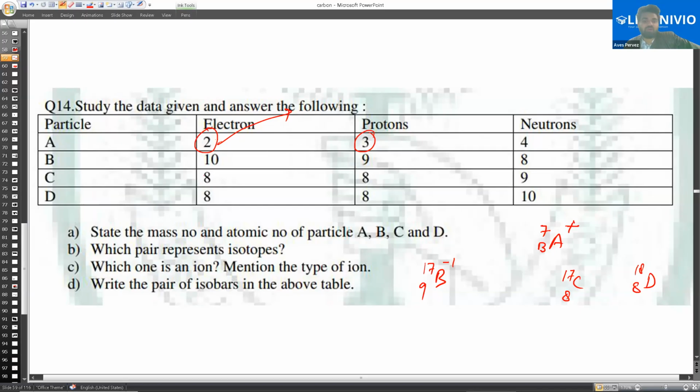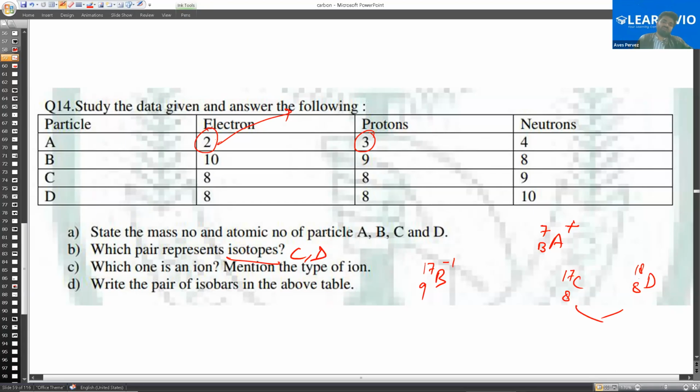What is C? Is C having any charge? No, sir. And D? No, sir. D is also not having any charge because they have an equal number of protons and electrons. Okay, so it is asking that what is the atomic number and mass number we have to tell. Now, which of the following pairs are isotopes? C and D are the isotopes, because they have the same atomic number but different atomic mass.